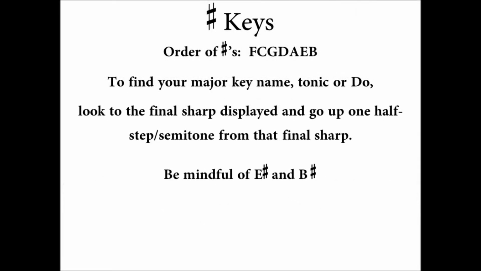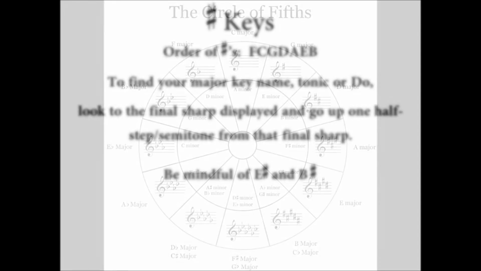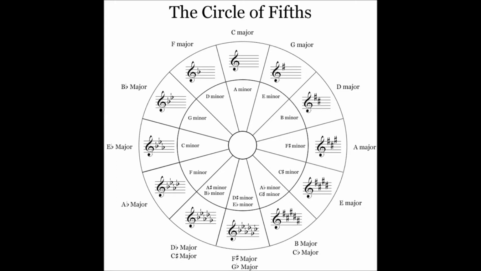The order of sharps, if you recall, was the order of flats in reverse. They are F sharp, C sharp, G sharp, D sharp, A sharp, E sharp, and B sharp. The method to find your major key name, tonic, or do, your first scale degree, was simply to look at the final sharp in the key signature, and from that note, go up 1/2 step. We were mindful of the enharmonic equivalents of E sharp and B sharp.